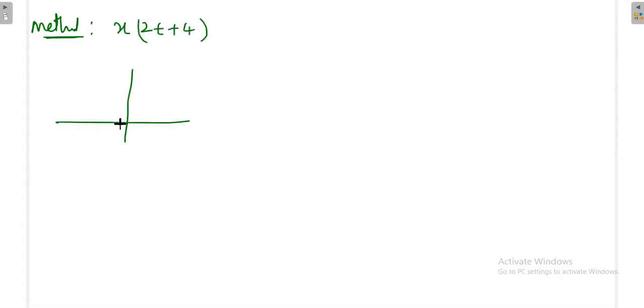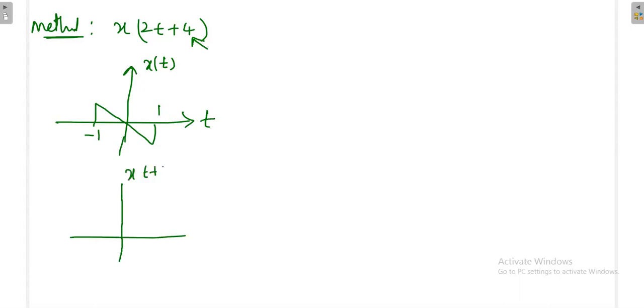Say method 2, you want to find out x of 2t plus 4. First you take x of t for reference. This is the x of t for reference. Then you can go from left to right or from right to left. First I will apply x of t plus 4. So I'll calculate x of t plus 4. That means my diagram will be completely shifted towards left by 4 units.